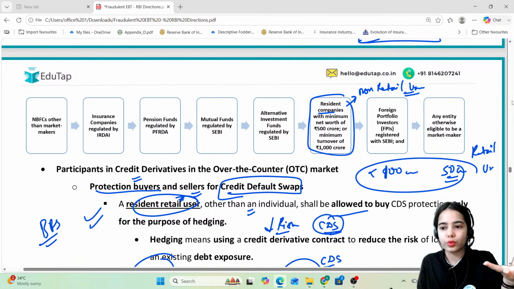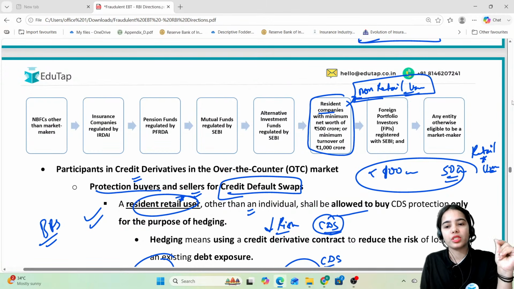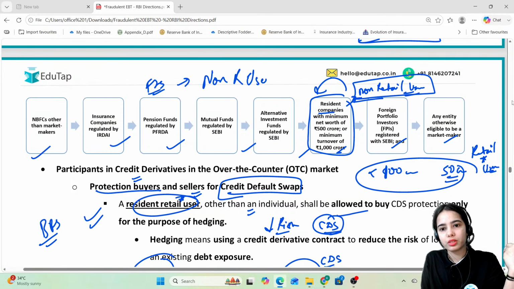They are the retail users then, because they are very small companies. They are the retail users. They are not the non-retail users. For the non-retail users, there are the criteria. Okay, the big companies and the financial institutions, they can be the non-retail users.